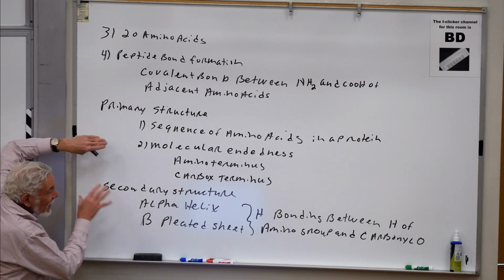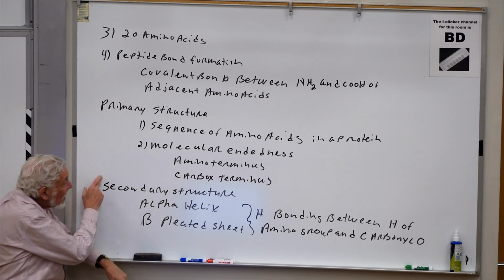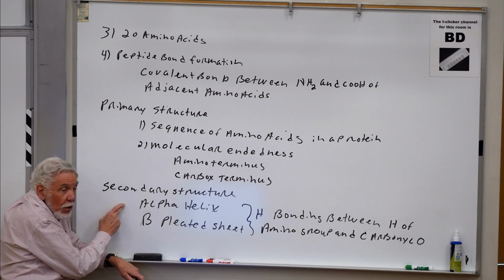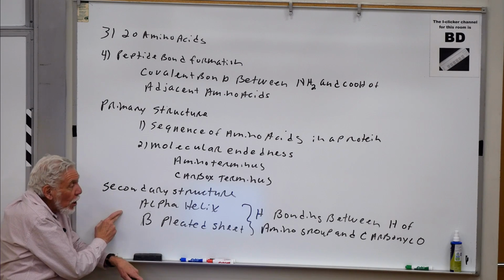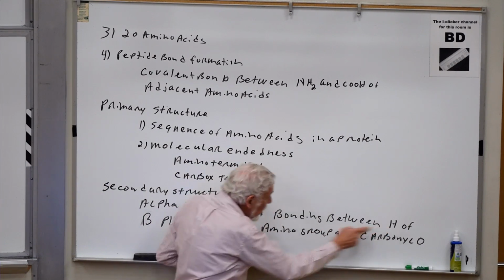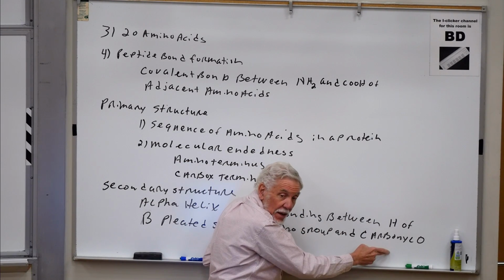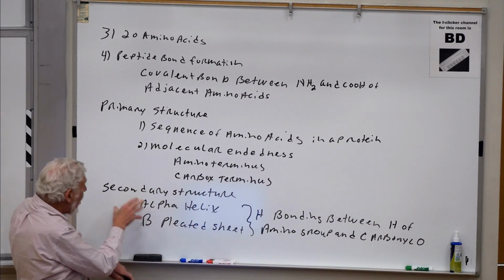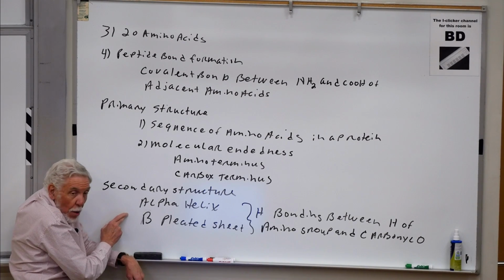But then there's a next layer of structure we find in proteins. The next layer of structure is called secondary structure. Now, the secondary structure does not require anything from the R groups. The secondary structure is built entirely upon hydrogen bonding between the hydrogen of an amino group and the carbonyl oxygen of another amino acid.